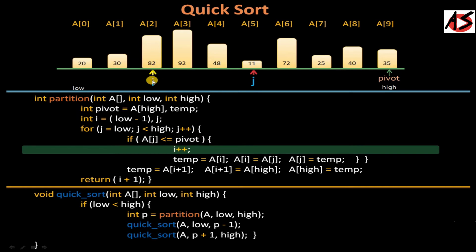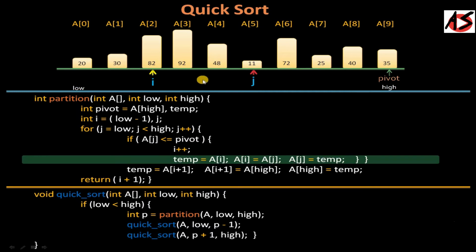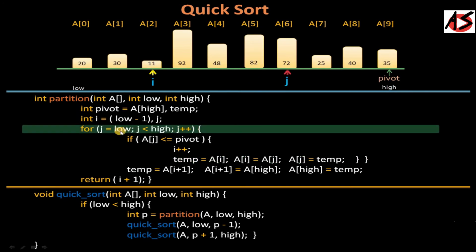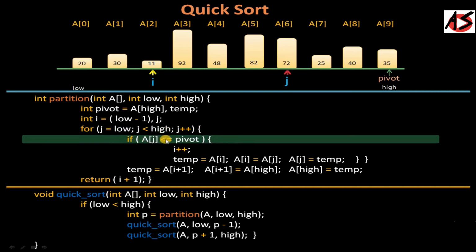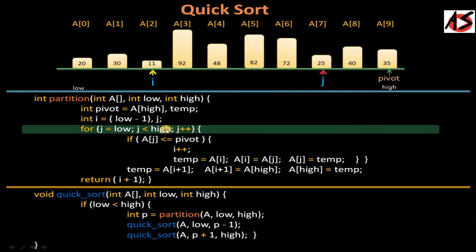So you are going inside the condition. You increment i by 1 and then you swap the i-th and j-th elements. So you can see here 82 and 11 get swapped. Now again you increment j by 1. So j is on 6 now. 6 is less than 9. Condition true. You check A[j], that is 72, less than pivot, that is 35. Condition false. Again you increment j by 1. So now j is 7.